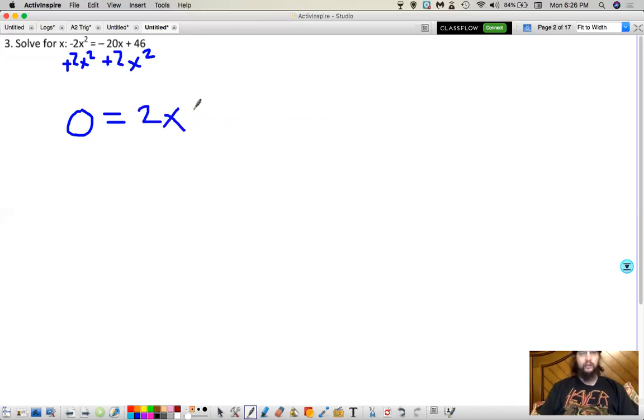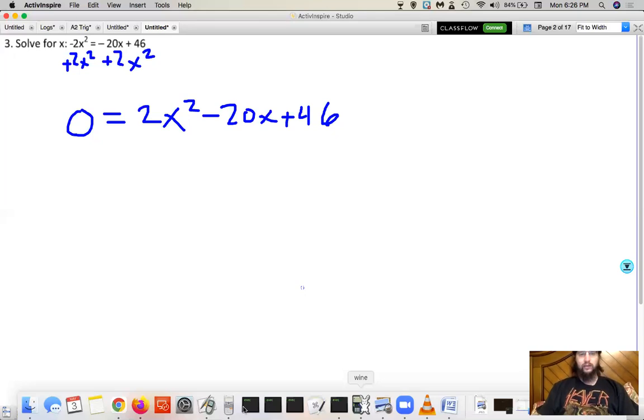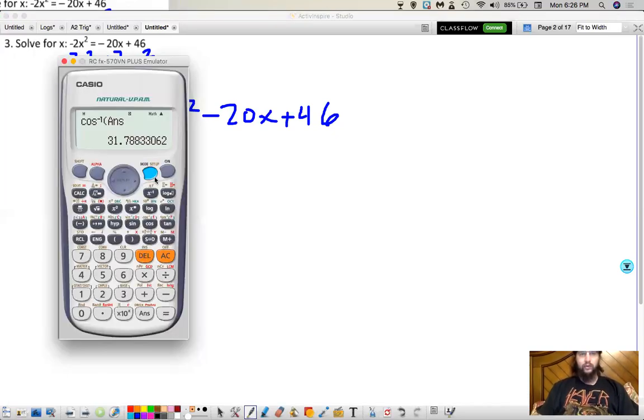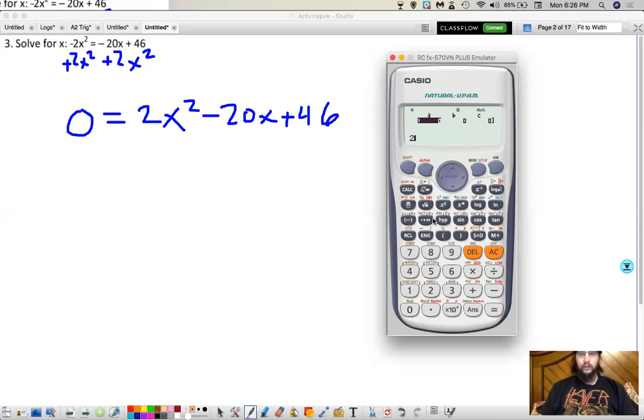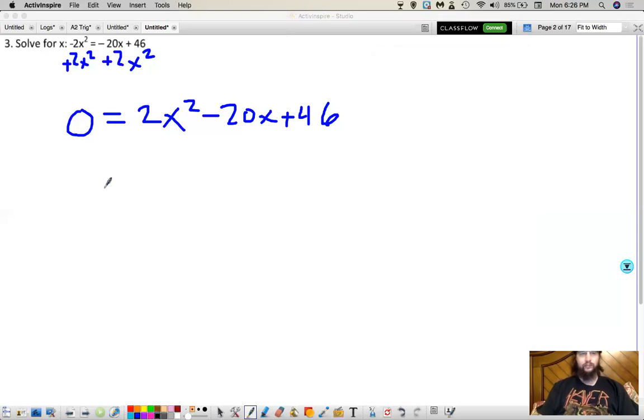2x squared minus 20x plus 46, and it's equal to 0. It's a quadratic. Mode 5, 3. And I have a positive 2, negative 20, and positive 46. If you went the other way around, you just have the negatives of those. 5 plus square root of 2, 5 minus square root of 2. That's my answers. You can do plus or minus if you want.